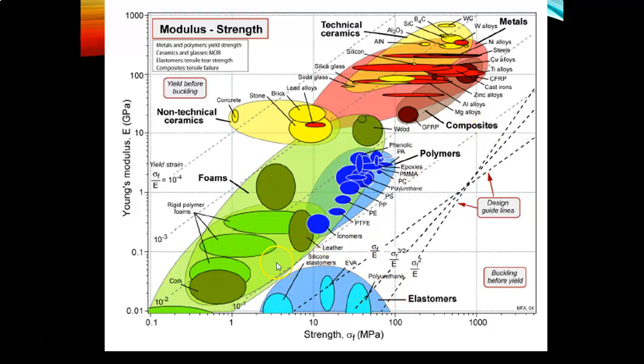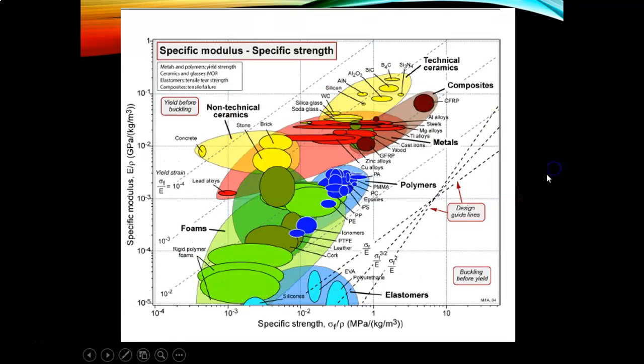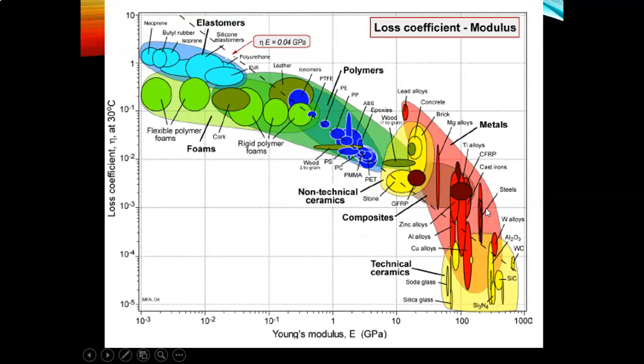See that the properties of the polymer lie in here, right? In the range of 10 to 100 strength, okay, 100 MPa. And the good one is the metal, of course, in terms of the strength. Okay, in terms of the specific strength, polymer lies here, and okay, you can see that this is the loss coefficient modulus, right?